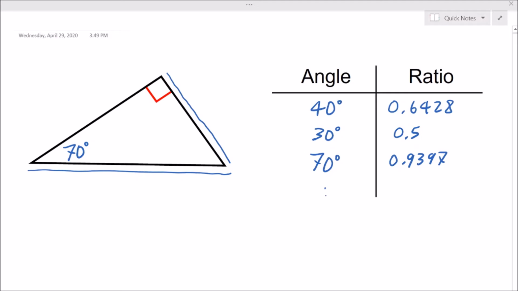We could do all kinds of angles. In fact, we could do infinitely many angles. And so people made these tables, they got this info, and like I said, now we're able to use this info to calculate things. Although these days, instead of using this table, as you'll see, we'll use our calculator instead.